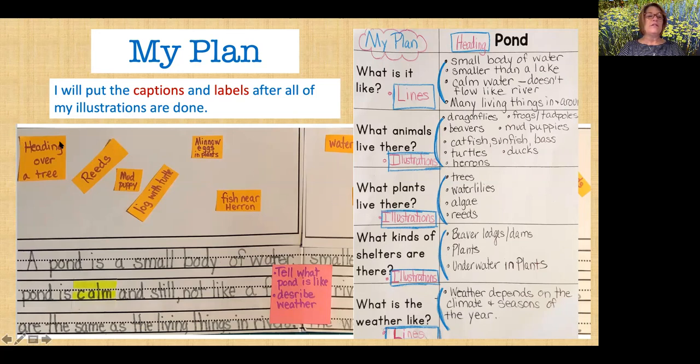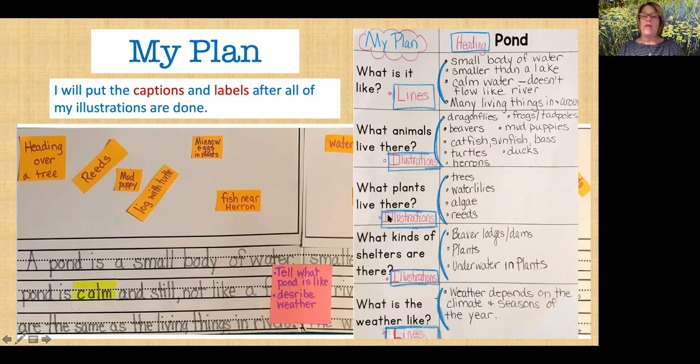And here is the beginning of where I want to put things. Remember, every page in informational text needs a heading. So I'm going to have the heading, the word pond, over a tree. It's going to be near a tree.